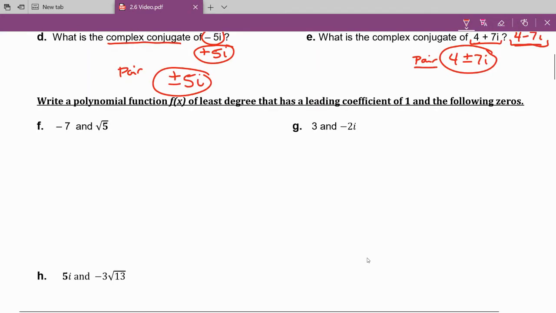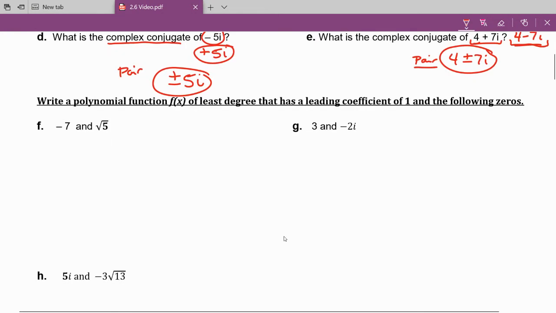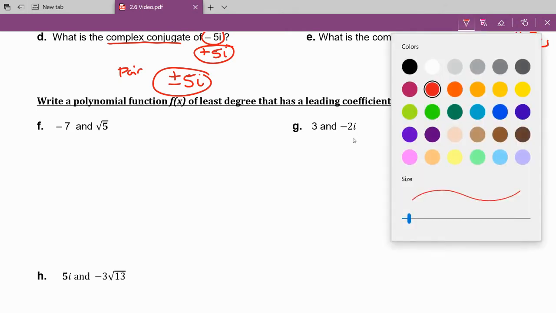Okay, so the whole reason why I wanted to introduce that is to build you up to some of these roots or these functions that are a little bit harder. And we're going to be having roots with square root of 5 and positive and negative 2i. So let's change our color here.